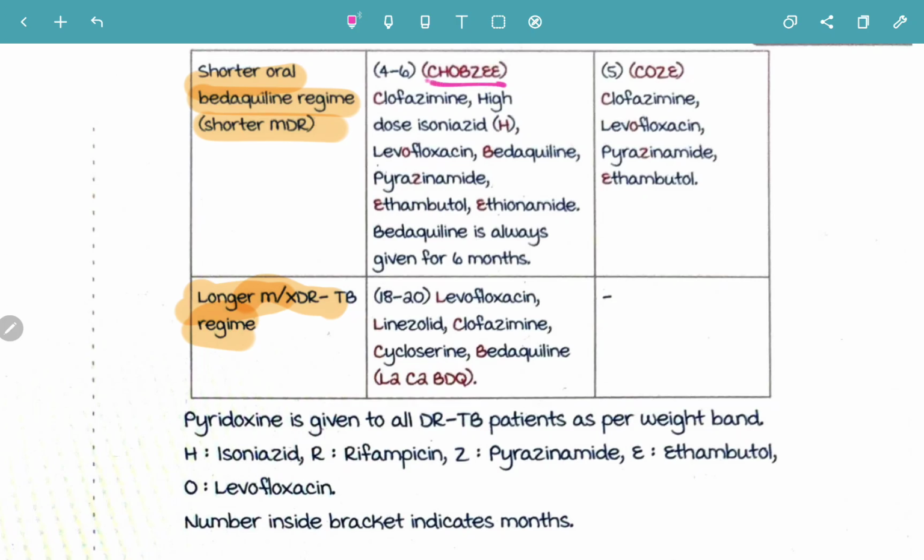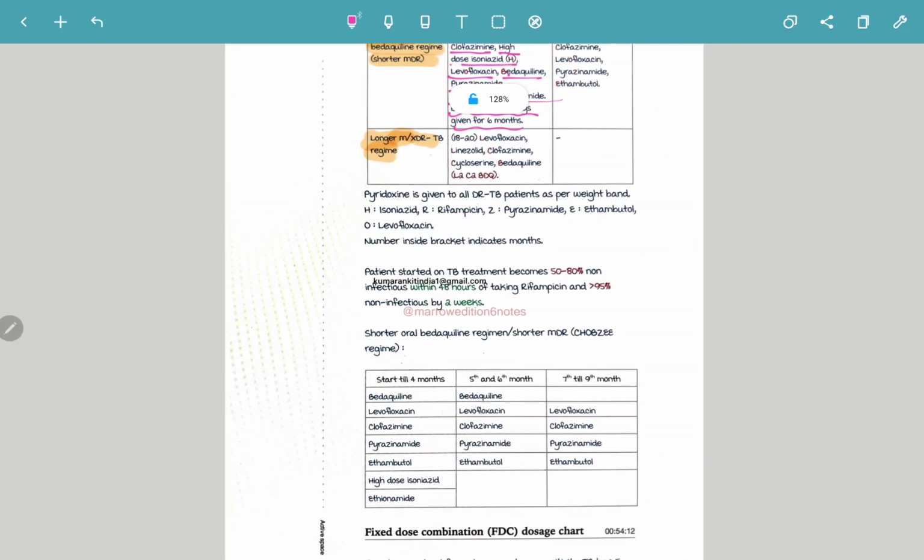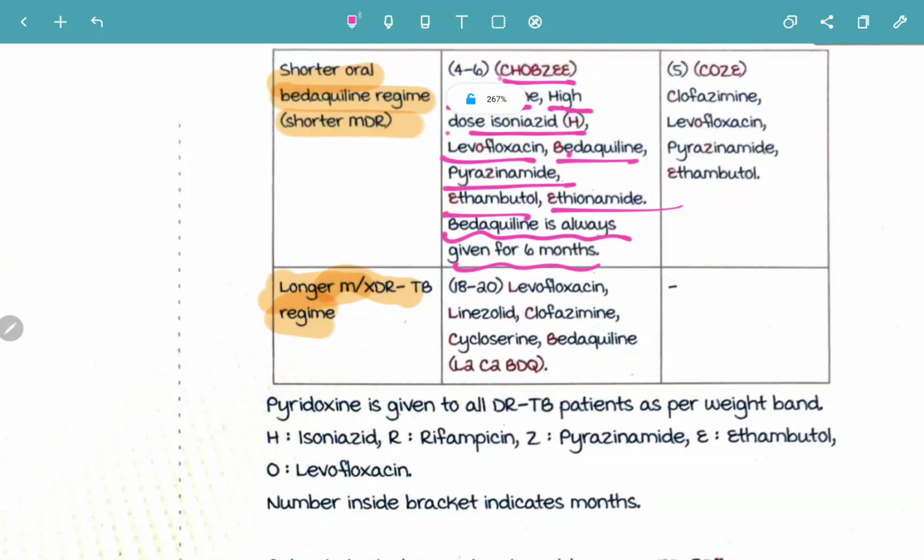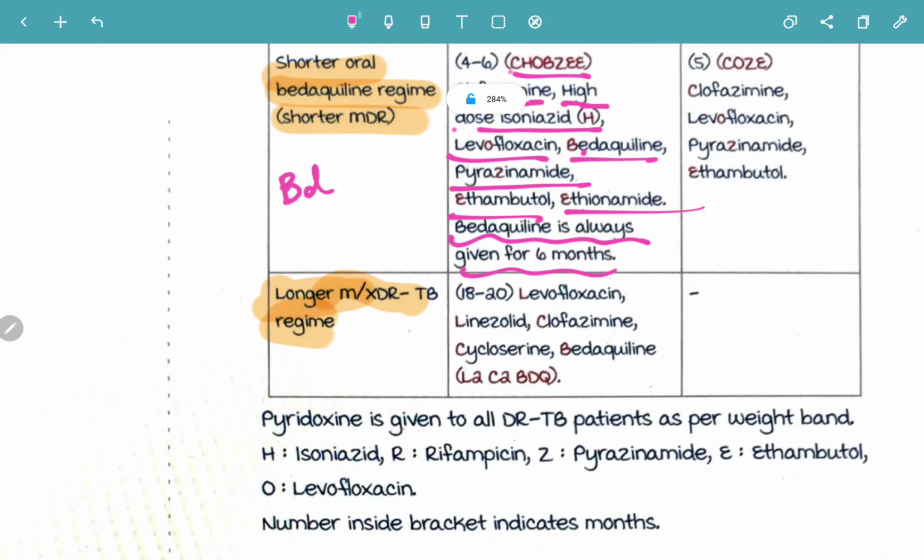CHOP-C is the mnemonic: C for clofazimine, H for high-dose isoniazid, O for levofloxacin, B for bedaquiline, Z for pyrazinamide, E for ethambutol, and E for ethionamide. Remember, bedaquiline is always given for 6 months.